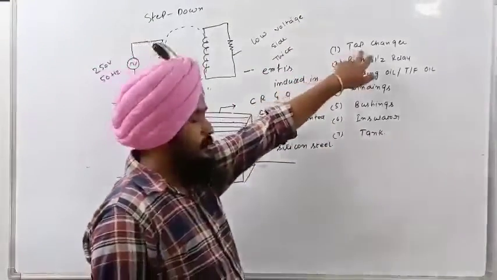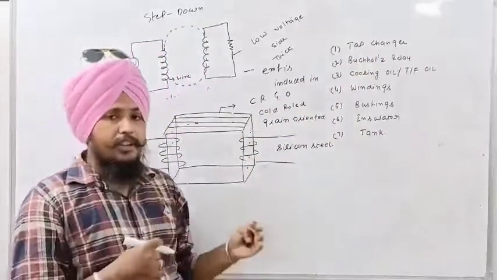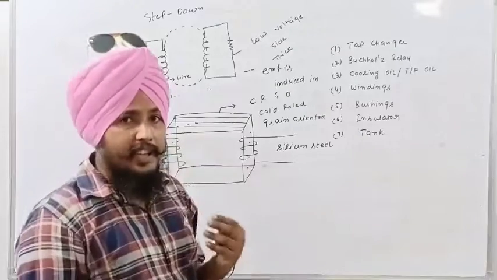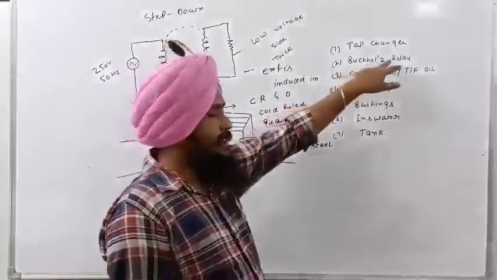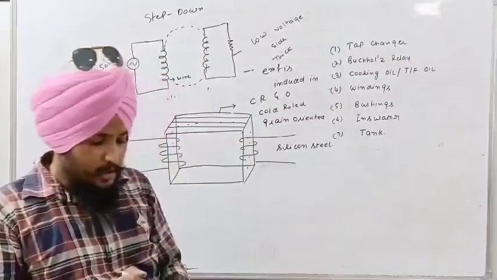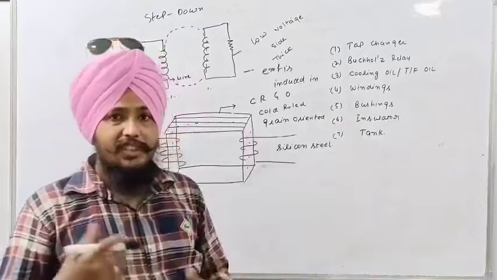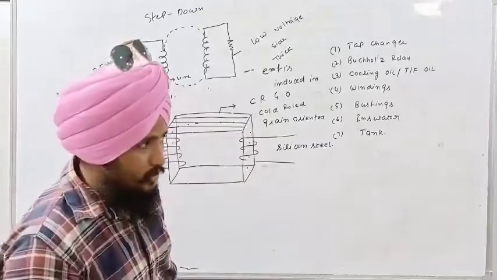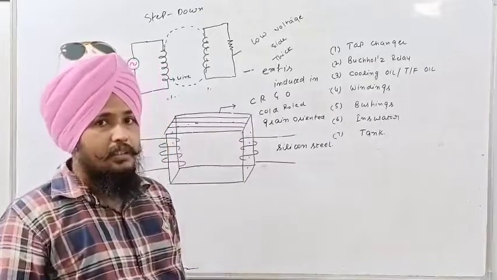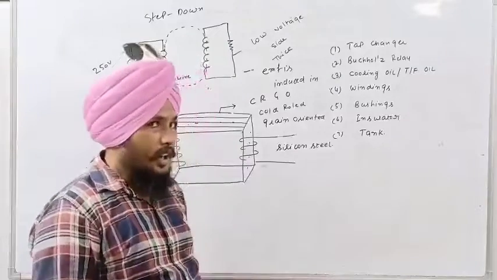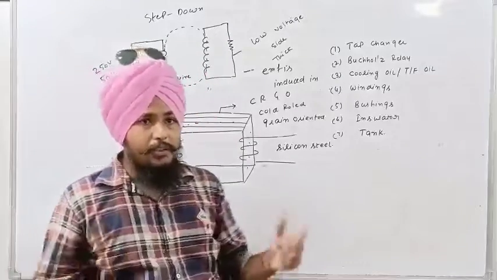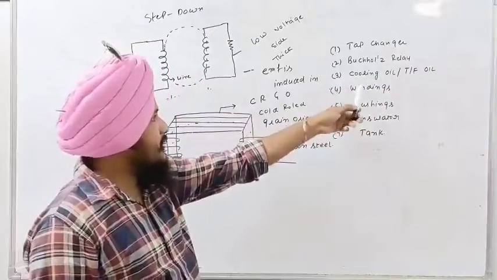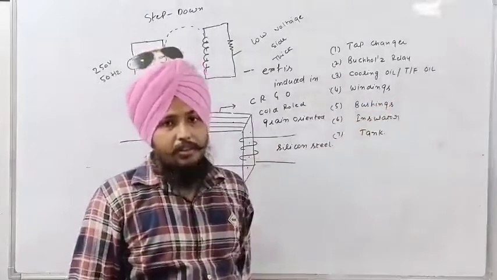Okay? The tap changer is used to increase or decrease the value of voltage on the secondary side. Okay? Buchholz relay. What is the work of the Buchholz relay? The Buchholz relay works as a safety device in the transformer. There are two terminals in the Buchholz relay. First, it will alarm. If the condition is uncontrolled, then it will trip the transformer. Okay, and the third one is the cooling oil or transformer oil.